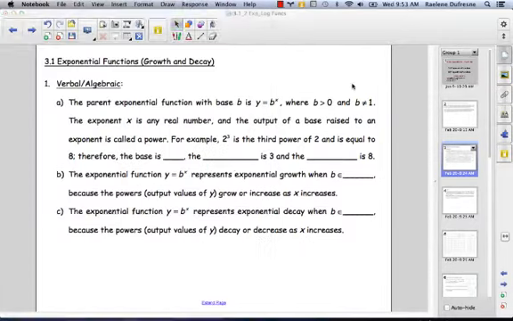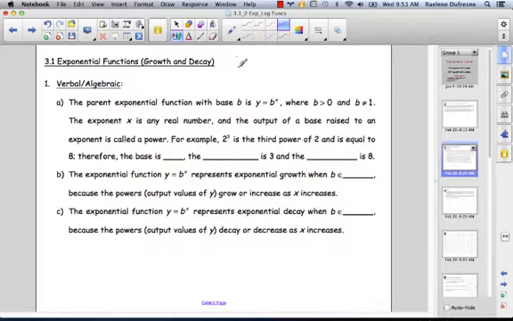So let's take a look over here. The parent exponential function is b to the x, where b has to be positive and not equal to 1. We now know that the base can't be equal to 1 because we do not get the classic exponential growth or decay shape. The growth shape looks like this, and the decay shape looks like this. So we understand why the base can't be 1, but why can't the base be 0 or negative?